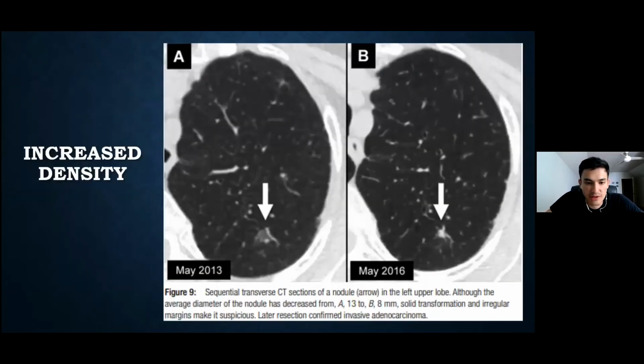This is an example of increased density. This is a characteristic of growth in subsolid nodules. In the first image in May 2013, we are seeing a ground glass pulmonary nodule. And in May 2016, we are seeing a nodule that has increased density compared to prior images. So this finding is consistent with growth and it should be biopsied or resected too.